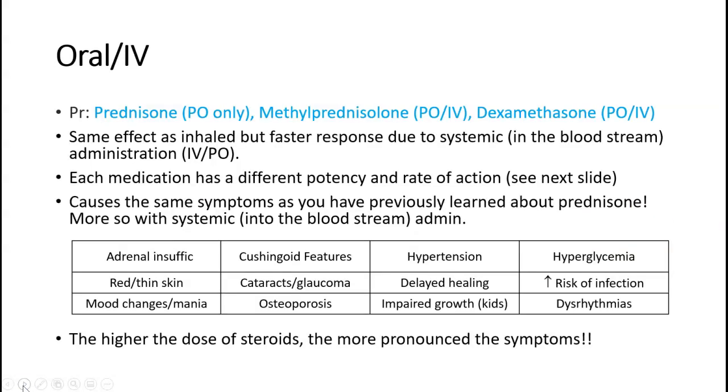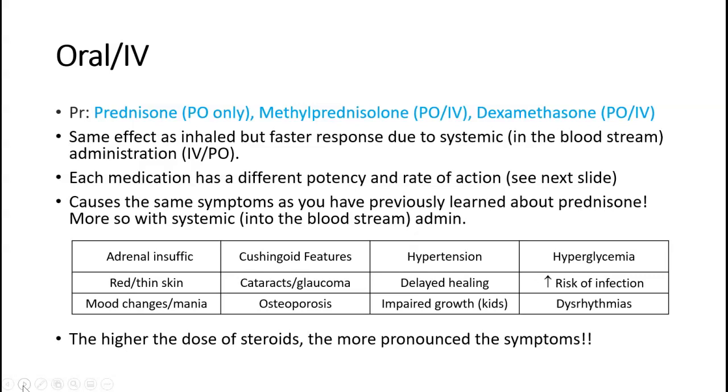Okay, now we're going to move on to oral or IV glucocorticoids, and there are 3 different prototypes. And like I said, you guys already know prednisone pretty well. And then it's got its cousin, methylprednisolone, and its second cousin, dexamethasone. Okay, all of these can be given orally, and methylprednisolone and dexamethasone can be given IV. And you'll find out why, and that's because they're really potent.